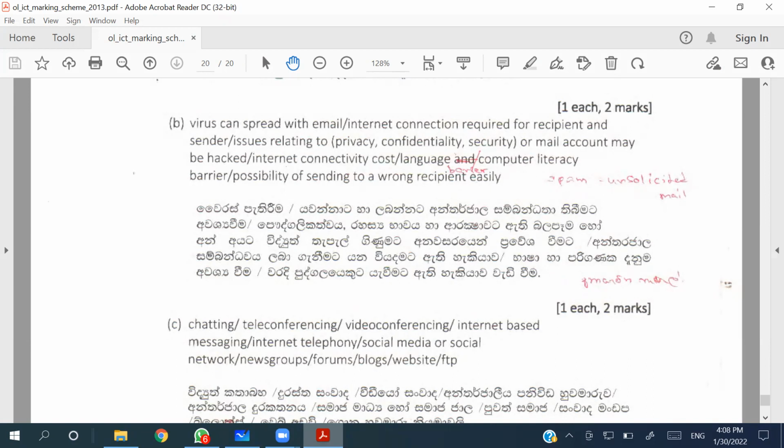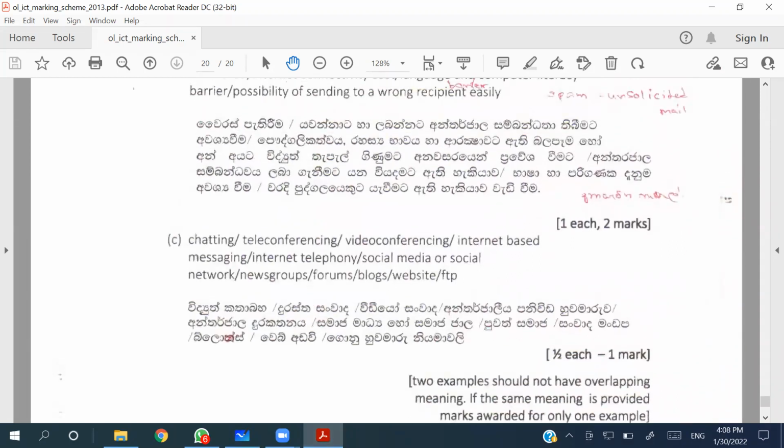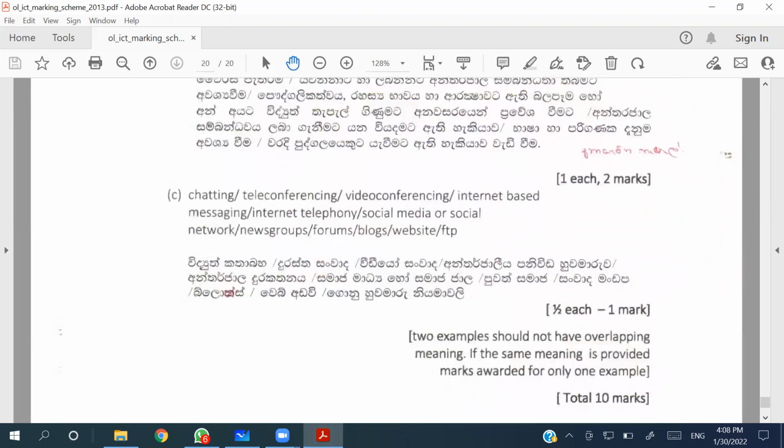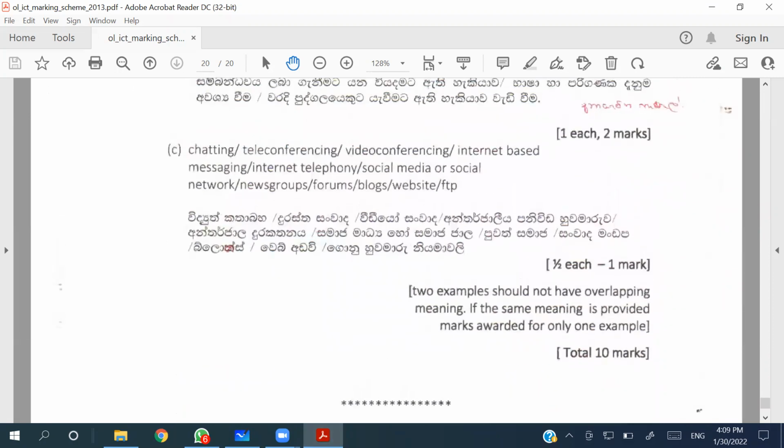right? So there are many. Network groups, news groups, forums, blogs, websites, FTPs, and all these things can be taken as the answers, right? So it will give you 1 mark, like giving 0.5 for each. So see how much you got out of 10 and see whether you got all the marks you need, and send me the final marks as well, people.